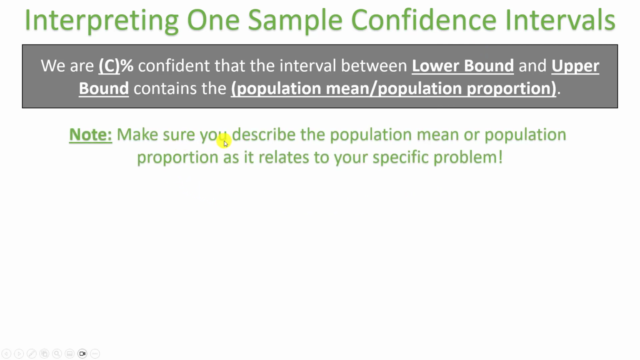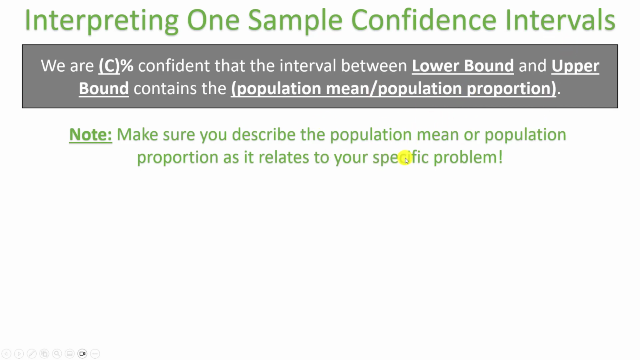Note that you should always describe the population mean or population proportion as it relates to your specific problem. So if your mean relates to the mean age of a Grand Valley student, you should be stating that when you describe the population mean. Also, you should probably use the word population mean or population proportion, or somehow indicate that you are referring to the population rather than just the sample. Confidence intervals relate to the entire population and not just the sample, so you should be clear of that in your interpretation.